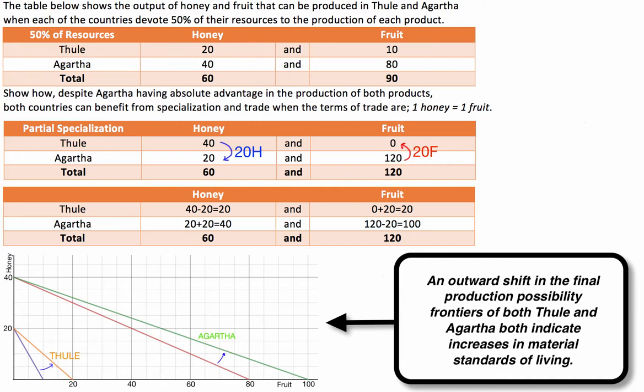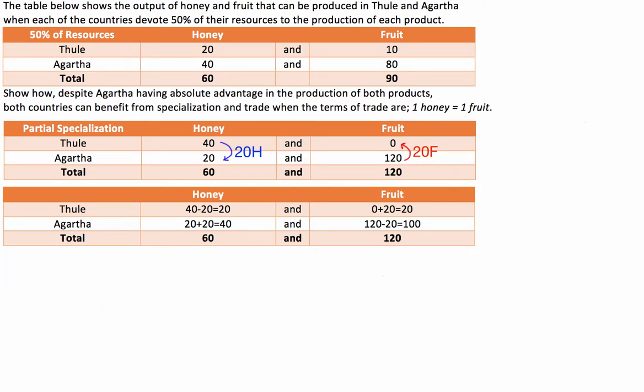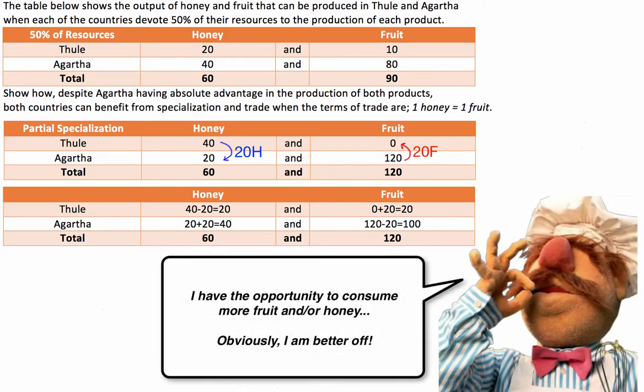So finally, because the consumption possibilities of both honey and fruit have either been maintained or increased in both countries, their populations will enjoy an increase in their material standards of living, which means that both countries can gain from the specialisation in the product where they have a comparative advantage in its production and trading with the other country, even if one country has an absolute advantage in the production of both products.